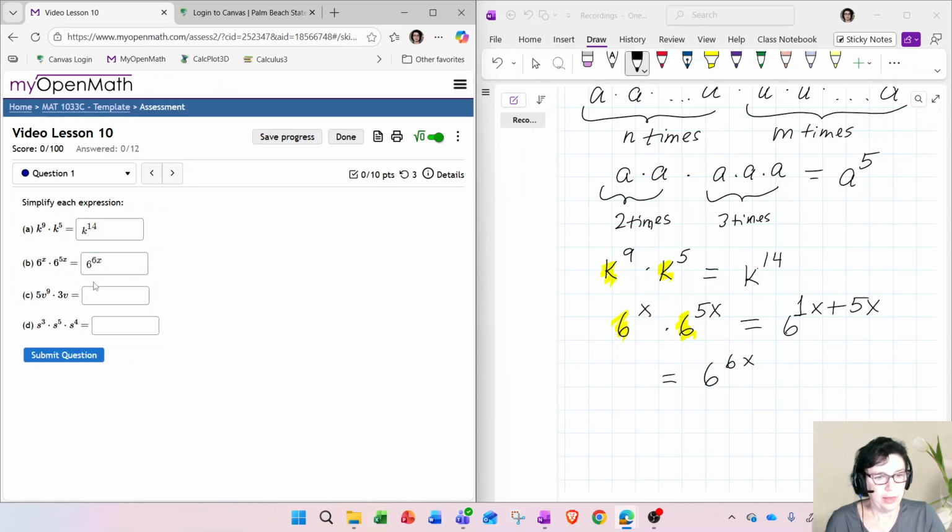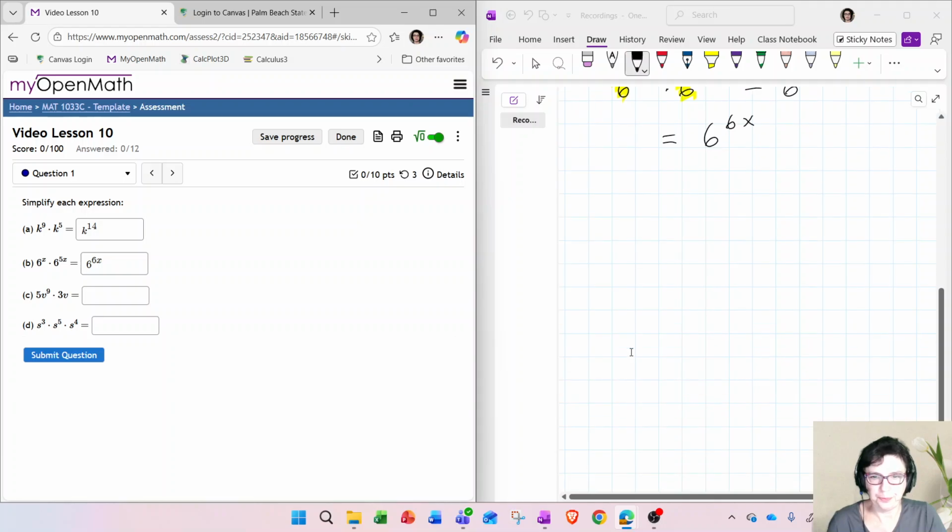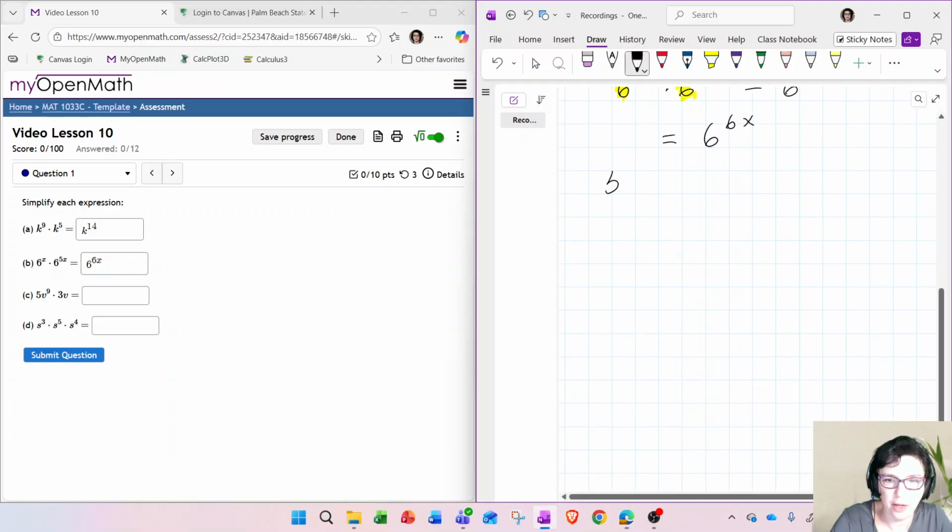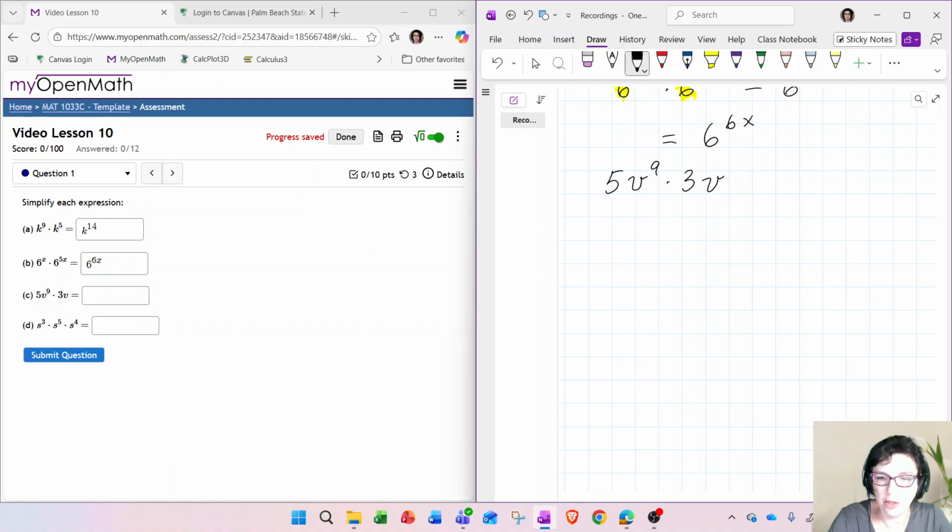All right. Now let's take a look at this other one. Here we have 5v to the power 9 multiplied by 3v. But v can always be written as v to the power 1, right? You are multiplying v one time. In other words, you're just taking v. Okay, what are we going to do first? First, we have to combine the numbers. We've got 5 and we've got 3. And we can combine them by multiplying them. 5 times 3 would be 15.